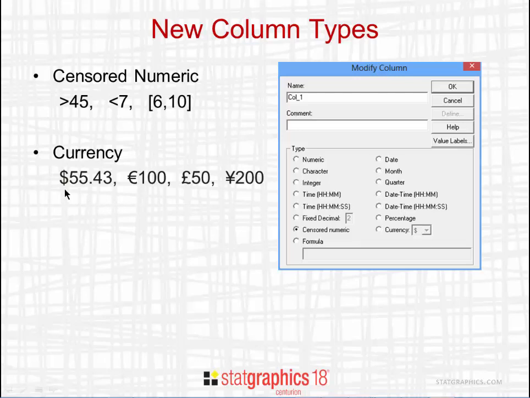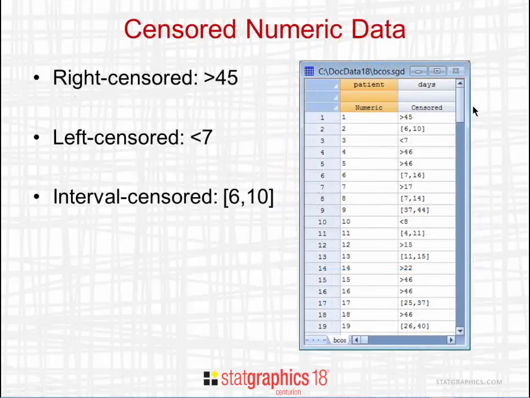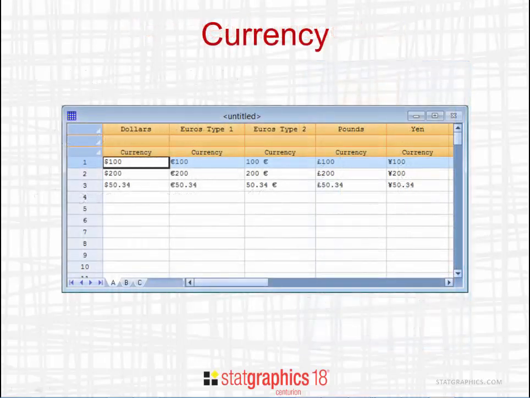Currency may be in the form of dollars, euros, British pounds, or yen. This datasheet contains a column called Days, containing censored numeric data. It contains right censored data, left censored data, and interval censored data. This datasheet shows several examples of columns containing different types of currency.